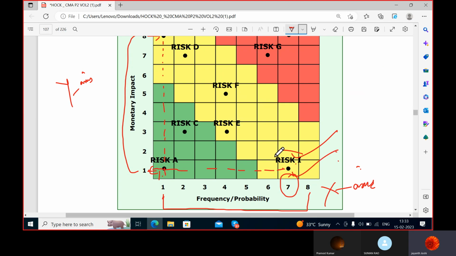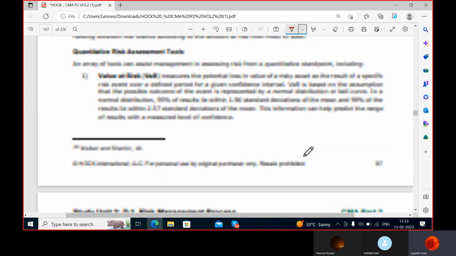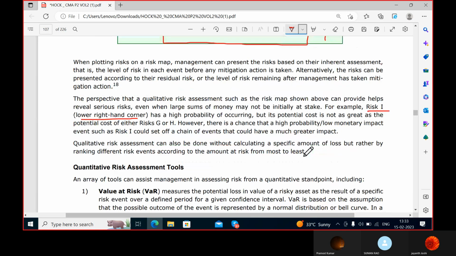That means this kind of risk is more often seen in the business. That means business is exposed to this risk many a times. Okay, not rarely, but very regularly the business is exposed to this kind of risk. But the monetary impact is negligible, very less. That's what they are saying. So risk I has a high probability of occurring, but its potential cost is not as great as the potential risks G or H. So you can check that one, Suman. It can be easily understood. Correct? Shall I move forward?